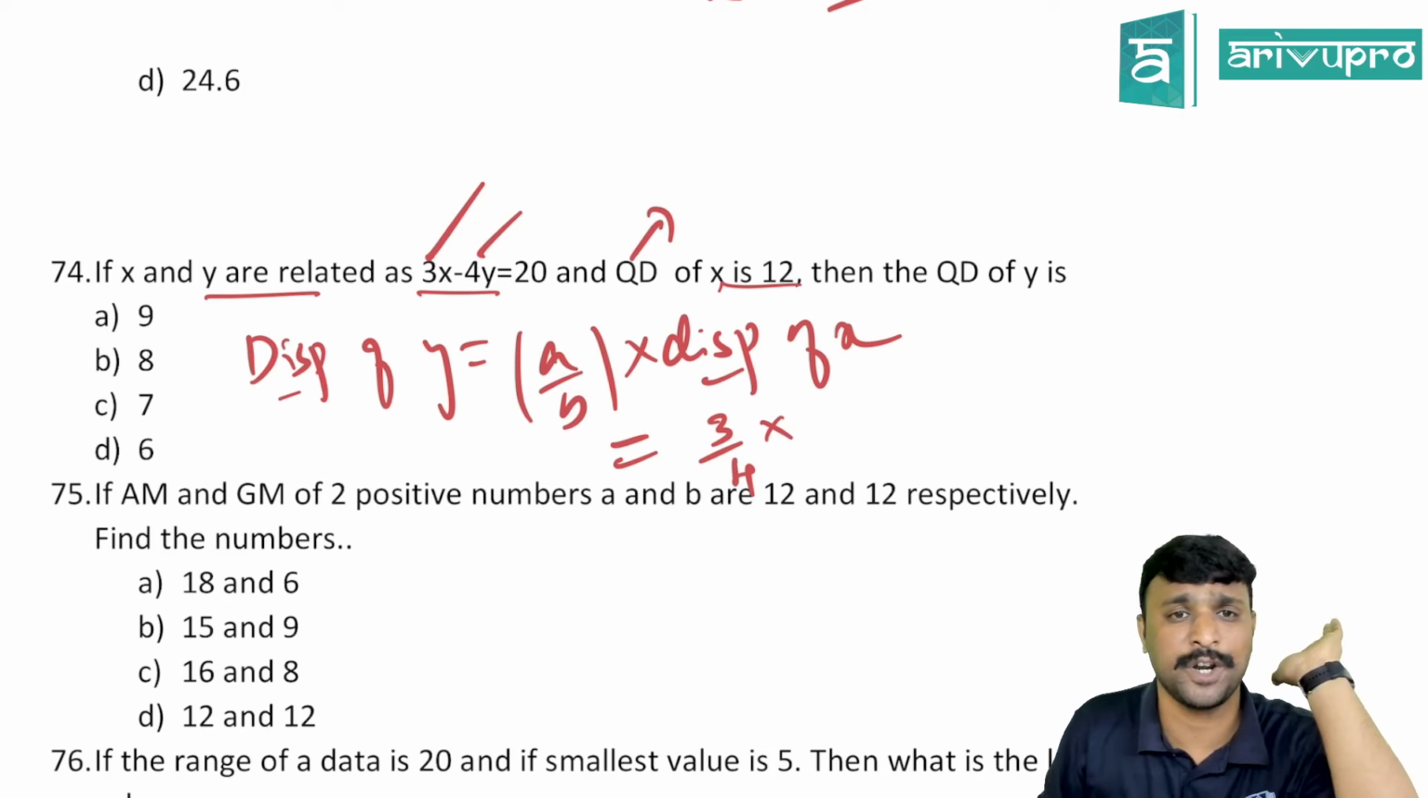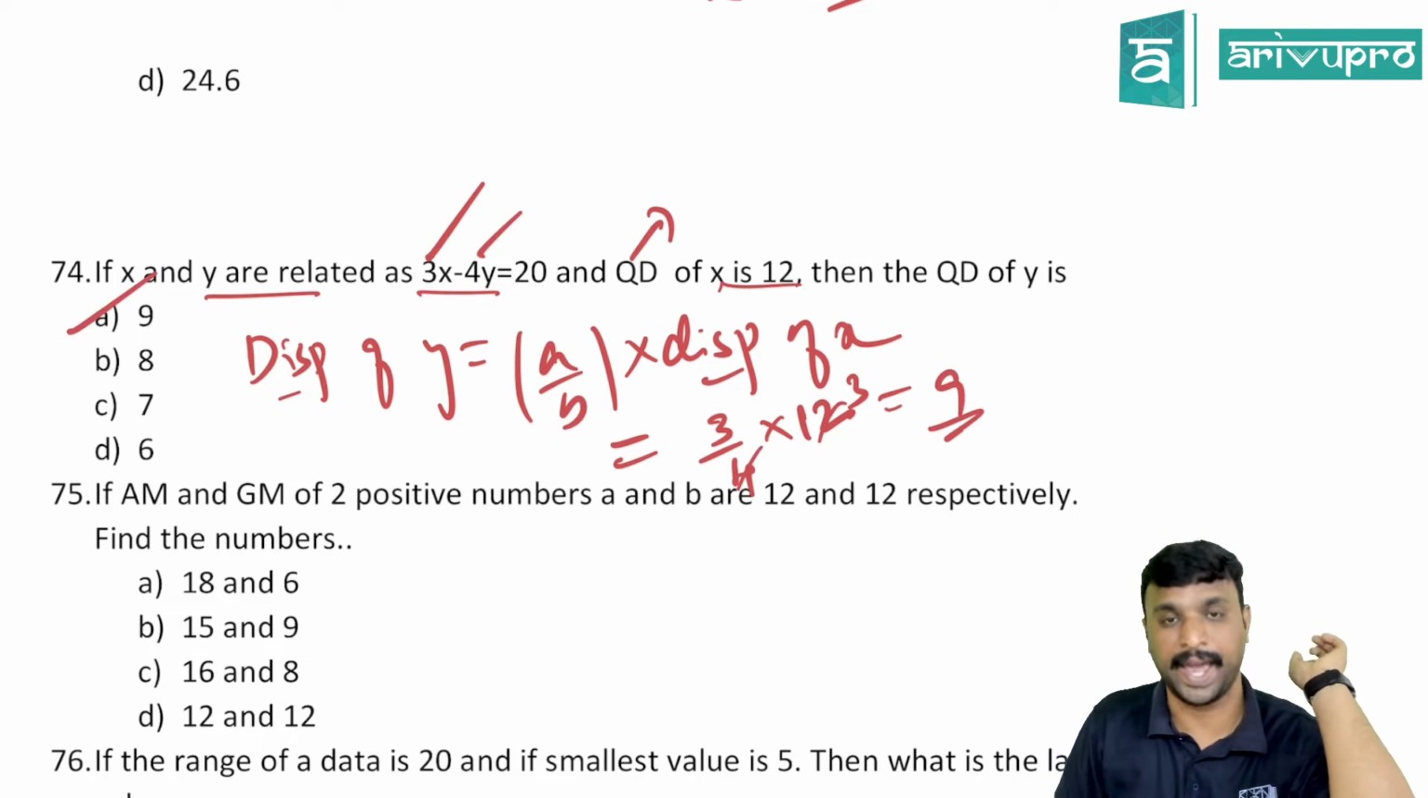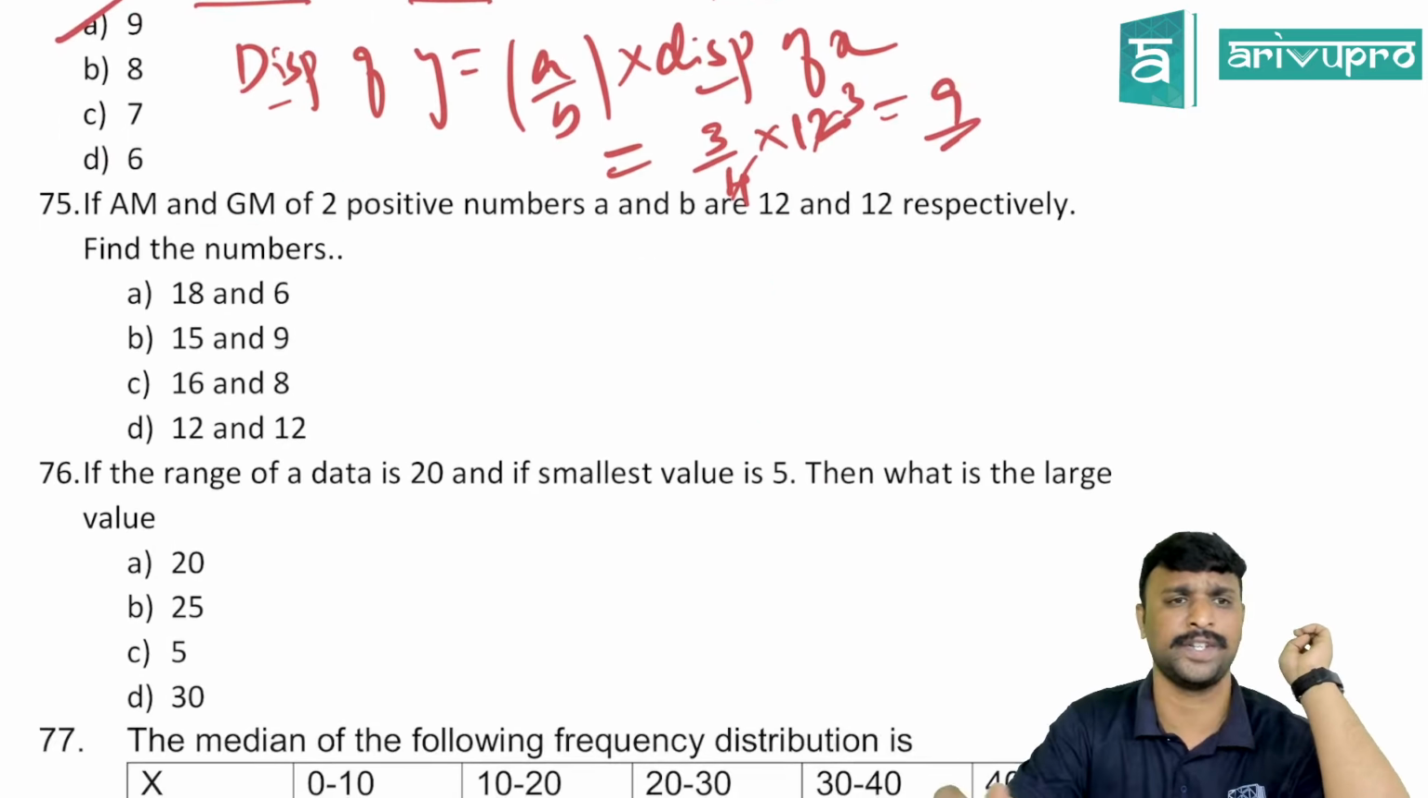Now what is dispersion of x, guys? Dispersion of x is 12. 4 1s are 4, 3 3s are 9. The answer is option A. Let's move on to the next question.